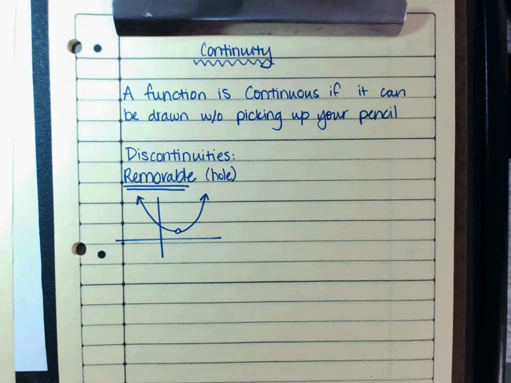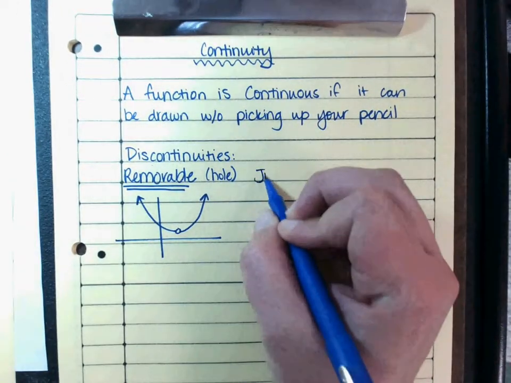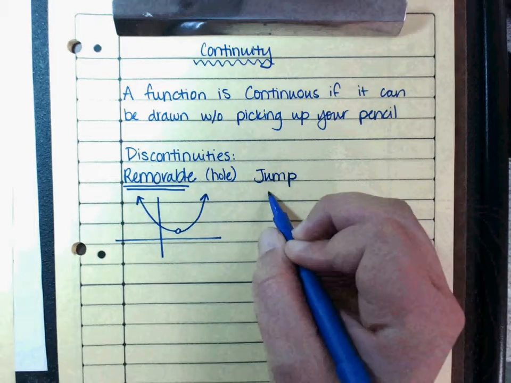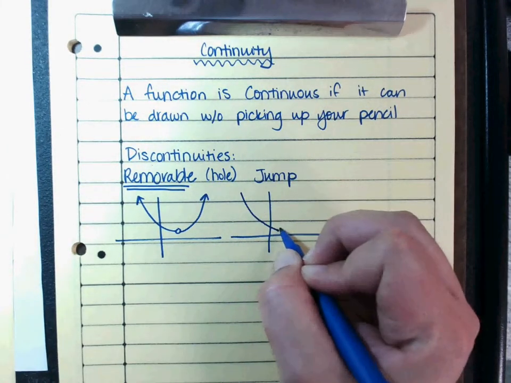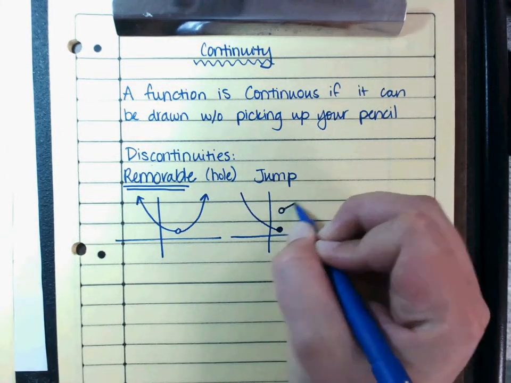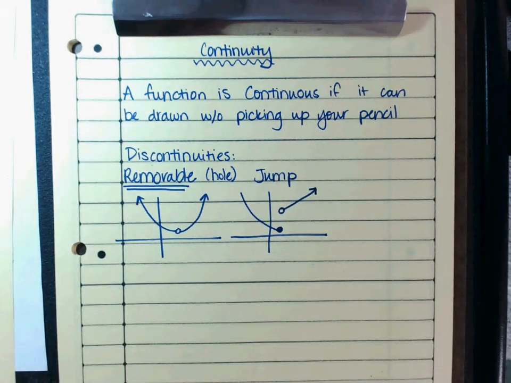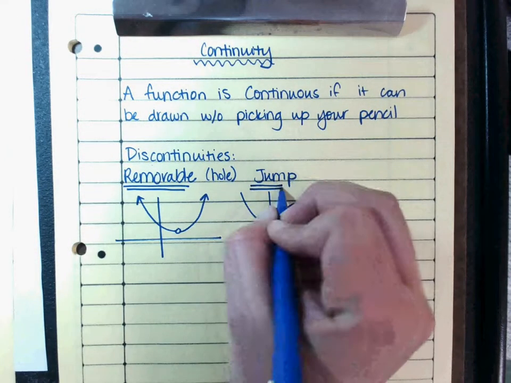The second type is a jump discontinuity. A jump is where both of your sides have a limit, but they're not equal to each other. We've looked at a lot of examples of these in the last couple days. Let's say maybe one's here, and then the other one is at some other value. They both have limits, but they're not the same limit coming in from the left and from the right. That's called a jump discontinuity.